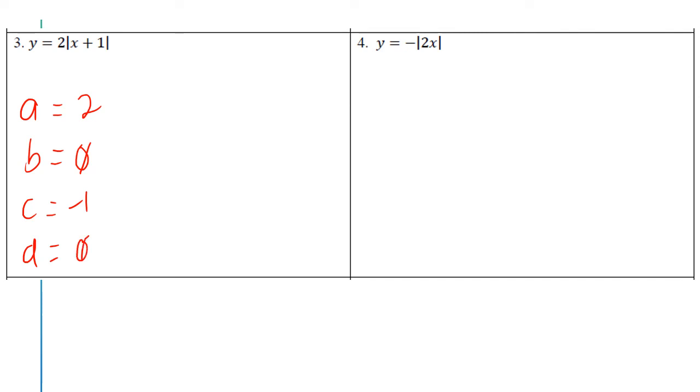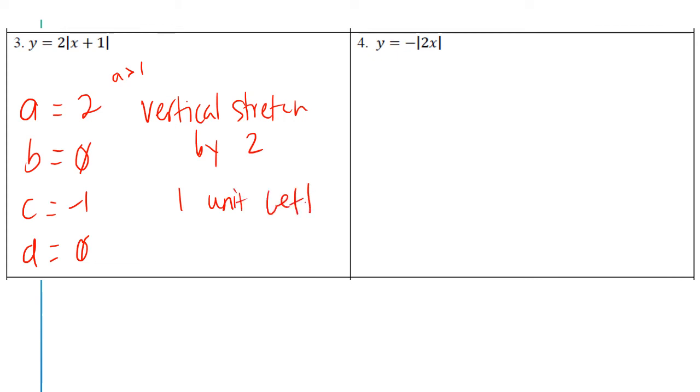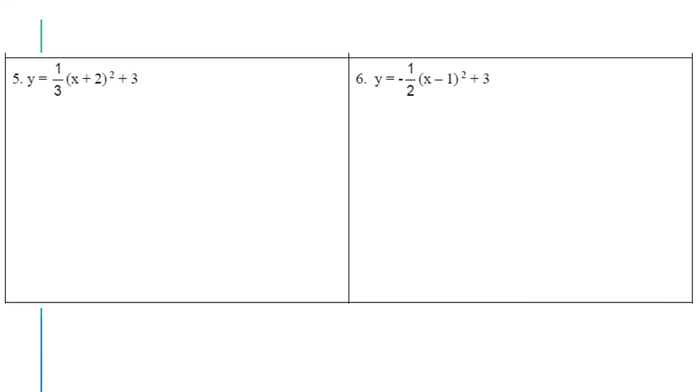So now let's talk about what this means. My A equals 2, and this is greater than 1. So since my A is greater than 1, we call this a vertical stretch by 2. My C is -1, so that means that it went 1 unit left. That left kind of looked like a, okay? And again, that's all you're doing. Do number 5 with you.